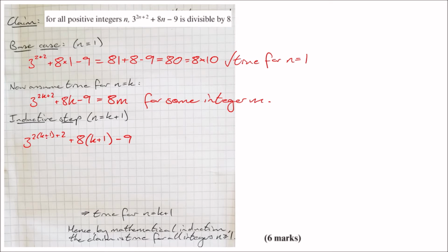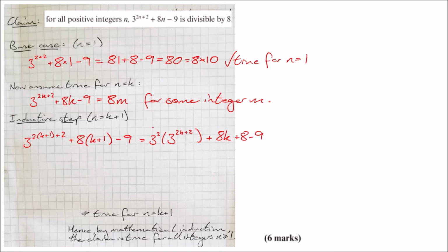Let's expand that out. Well, we'd be left with, this has got a 2k plus 2 and then another plus 2. So this is 3 to the 2 times 3 to the 2k plus 2. And then all this other mess. We've got plus 8k plus 8 minus 9. I'll tidy that up in a bit.